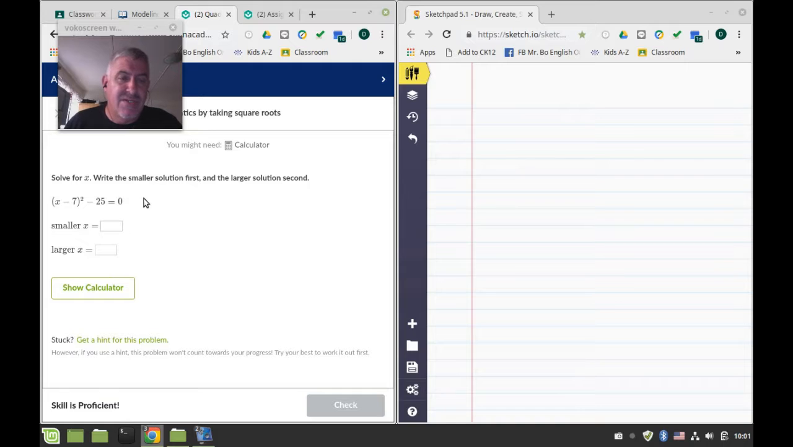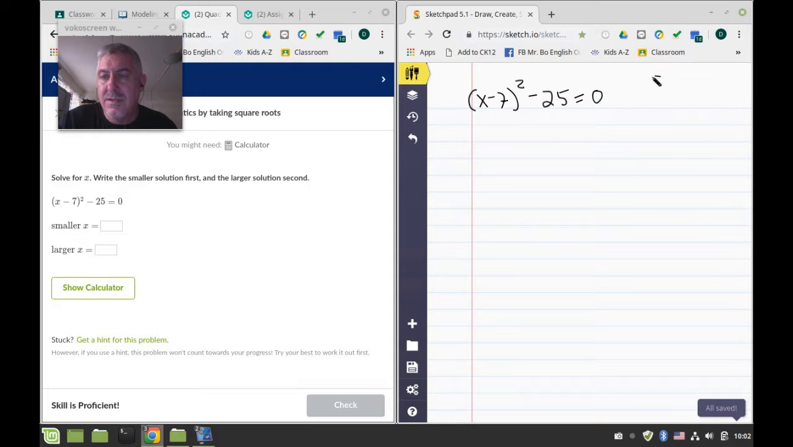All right. So our first problem says solve for x. Write the smaller solution first and the larger solution second. So this is not function notation. This is just a one variable equation, and we have x minus 7 squared. And you'll remember last video we didn't have anything that looked like this. Everything was just x squared. Okay. So we're following our inverse order of operations to solve.